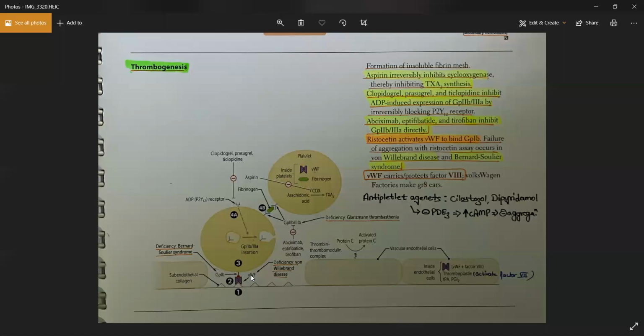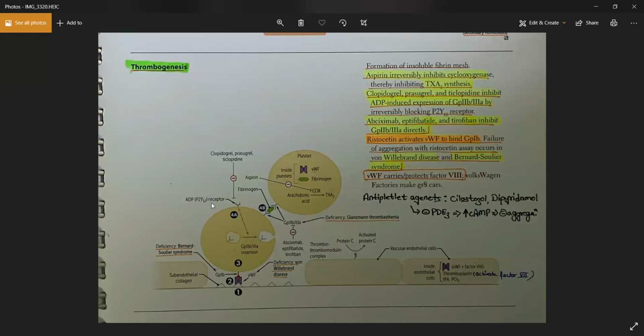Anyone? Weibel-Palade bodies, yes. So the Weibel-Palade bodies will form this von Willebrand factor. It will bind to the collagen which is exposed after the endothelial injury. Now, when this VWF binds to the collagen, it has binding with the glycoprotein 1b receptor, which is found on the platelets. This von Willebrand factor will bind to the glycoprotein 1b receptors on the platelet, and as a result, this platelet is now attached to the endothelium.